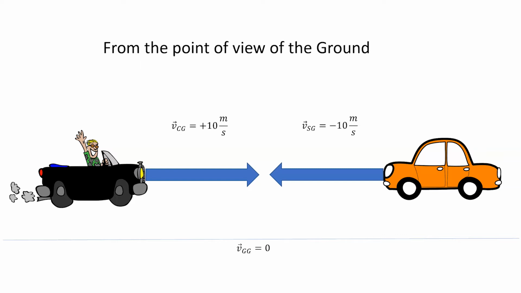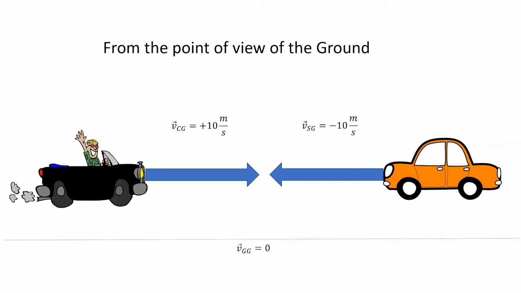So if you look at how I've labeled things, you'll see VCG on the left. That's the velocity of the convertible relative to the ground. On the right, I have VSG. That's the velocity of the sedan relative to the ground. And if you look at the bottom, I've got VGG, which is kind of silly. It's the velocity of the ground relative to the ground. So as far as the ground's concerned, it's not moving. It has a speed of 0.